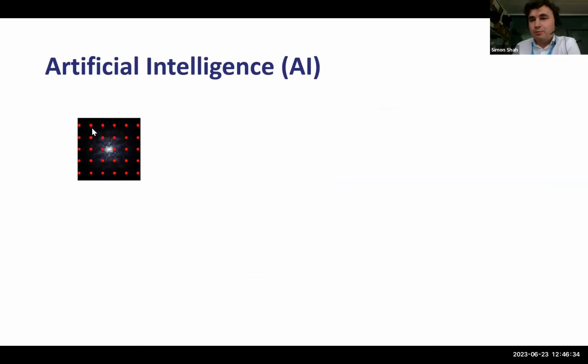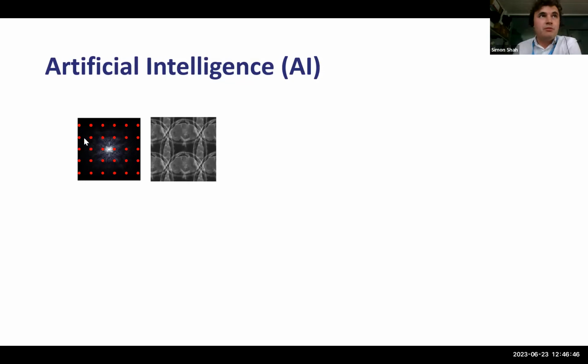So how does it work? Well, again, you highly undersample k-space, much more than you did when you were doing compressed sensing. And if you do a reconstruction of that image, if we did this kind of sampling, we get this sort of image, like lots of fold over artifacts appearing.